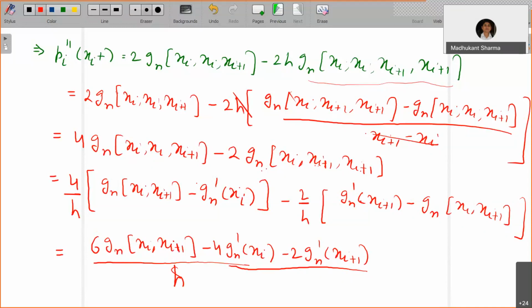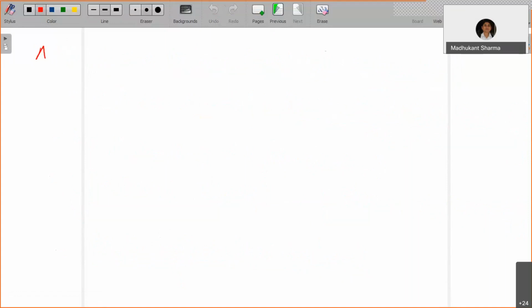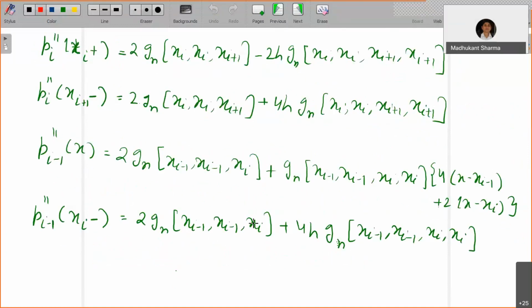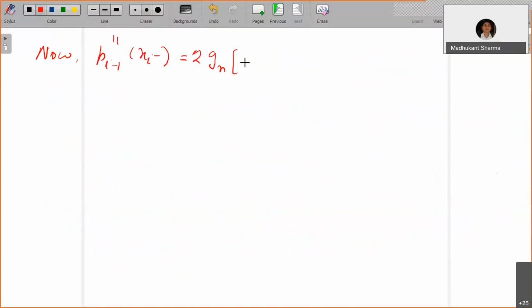Okay, similarly now we are going to simplify pi minus 1 double dash at xi minus. If you recall, pi minus 1 double dash at xi minus was 2gn[xi minus 1, xi minus 1, xi] plus 4h gn[xi minus 1, xi minus 1, xi, xi]. Okay, right. So now you just simplify it again.